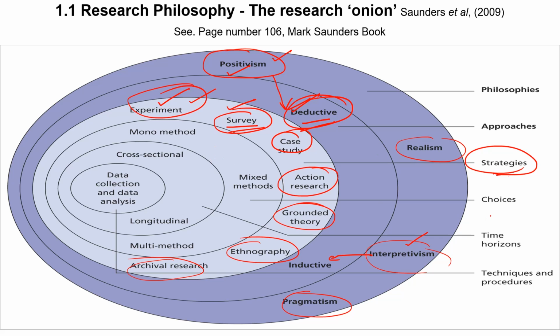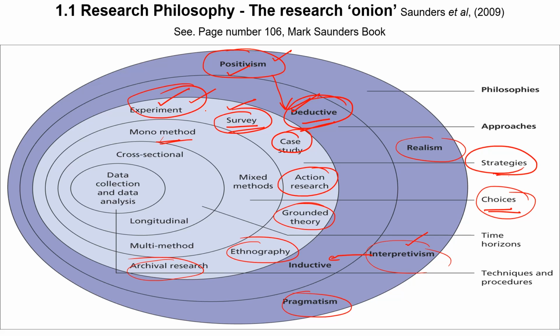When we go to the fourth one, choices, which choice are you going to make? Either mono method, which means a single method. Either I am going to apply the quantitative method or the qualitative method, a single method. In the case of positivism, deductive, and experiment or survey, we are going to use the quantitative method. In the case of interpretivism, inductive, and action research, we are going to use the qualitative method. Suppose my research needs both qualitative and quantitative, we are going to use the mixed method.